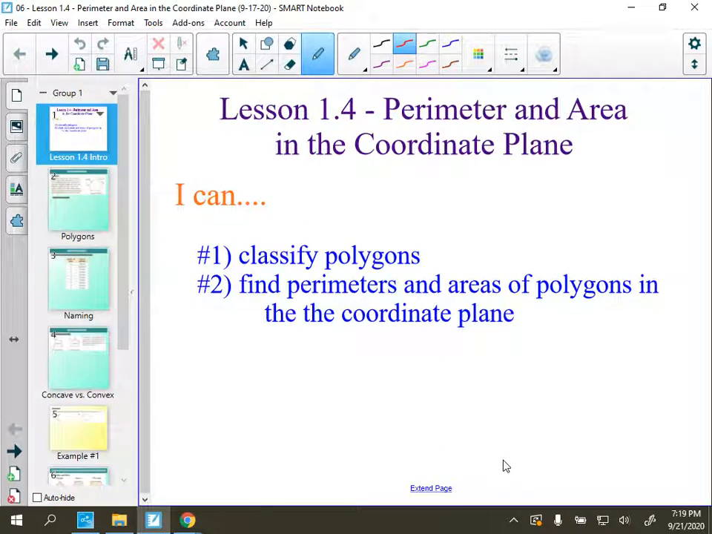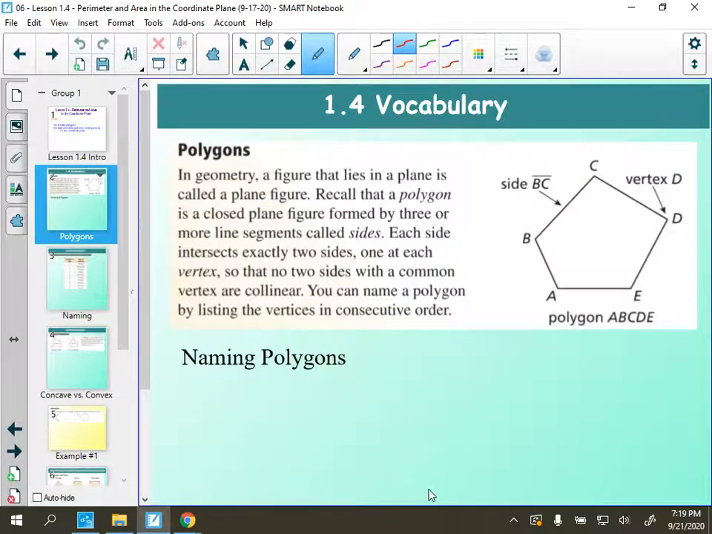All right, and this is the lesson 1.4 notes on perimeter and area in the coordinate plane. So we'll start with a little bit talking polygons and some vocabulary that goes along with that, and then we'll look at what it means to find perimeter and area in the coordinate plane. So make sure you're adding some of this vocab to our notes.